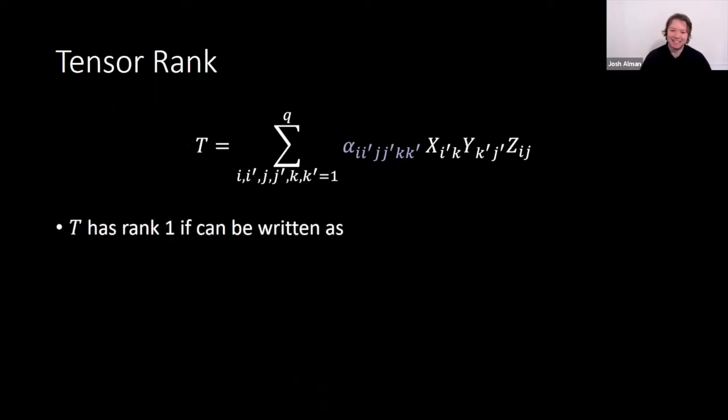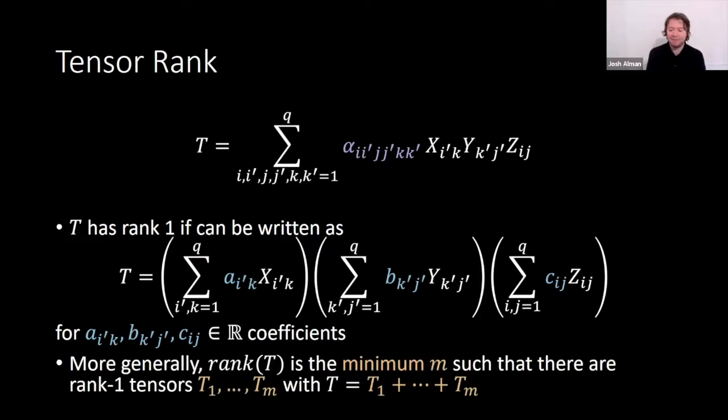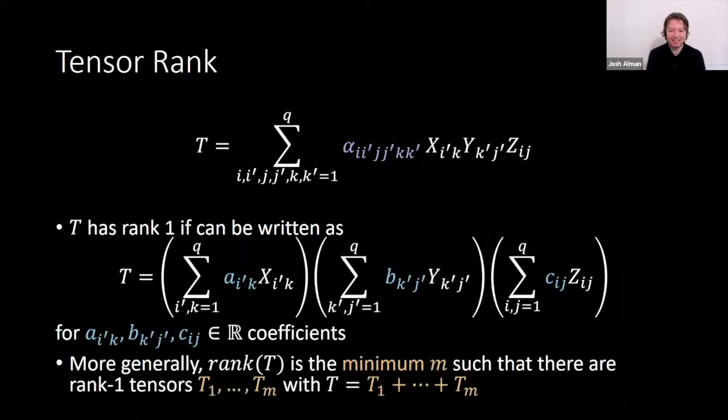So we think the tensor has rank 1 if you can write it like this, as a linear combination of the X's times a linear combination of the Y's times a linear combination of the Z's for real coefficients. And then more generally, the rank of the tensor is the minimum M such that you can write it as the sum of M different rank 1 tensors.